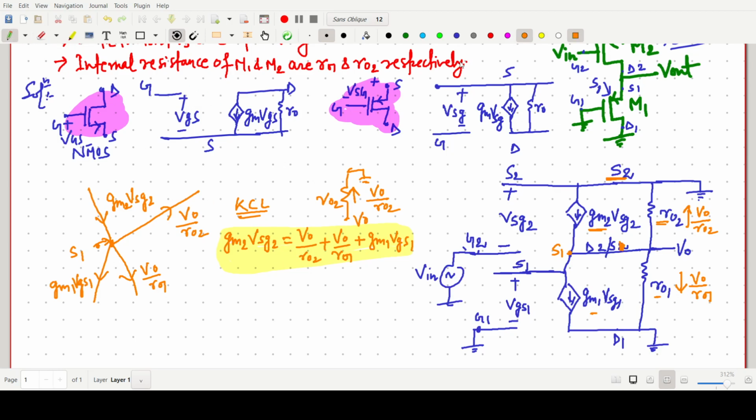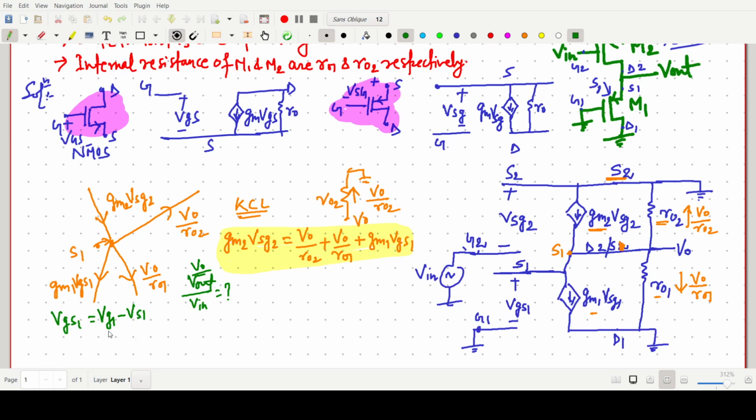But after that again we have to think that our aim is to find the voltage gain. Voltage gain means V output by V in we have to find. So V naught is there, V out or V naught we can say, but V in is still absent. So now we have to think about VGS1 and VGS2. VGS1 can be written as VG1 minus VS1.